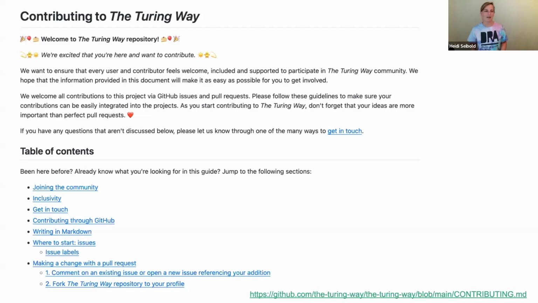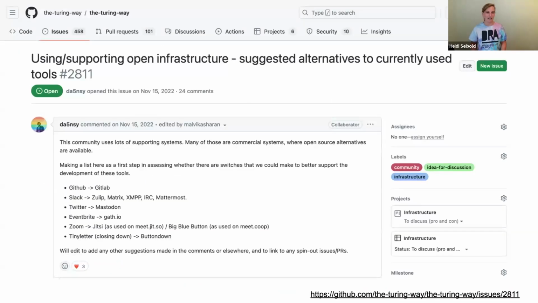Talking about issues, I promised that I would share a little bit also about what that can look like. And this is just one example of a conversation through issues on the Turing Way repository. So the Turing Way is using GitHub for collaboration and for version control. This is a screenshot of one of the issues that are currently open. It's about infrastructure that the project is using.